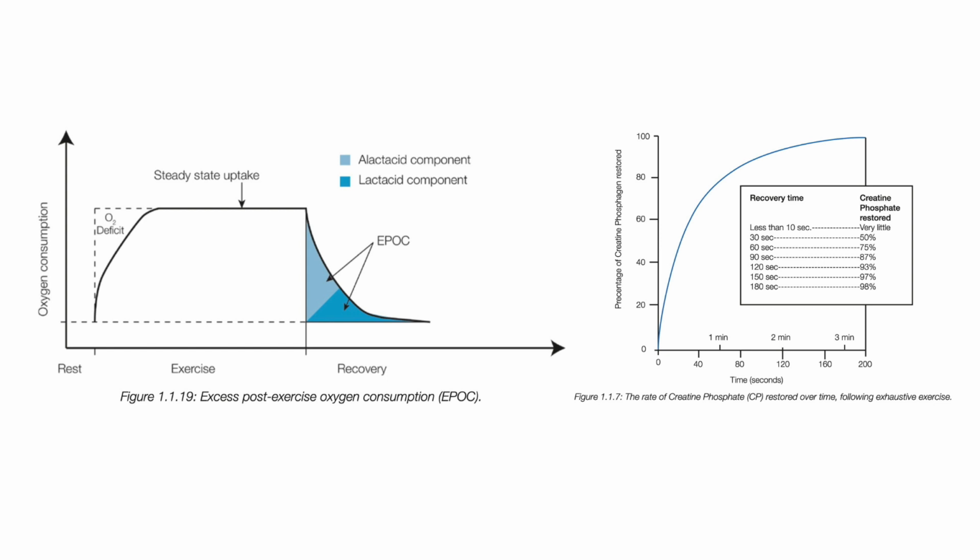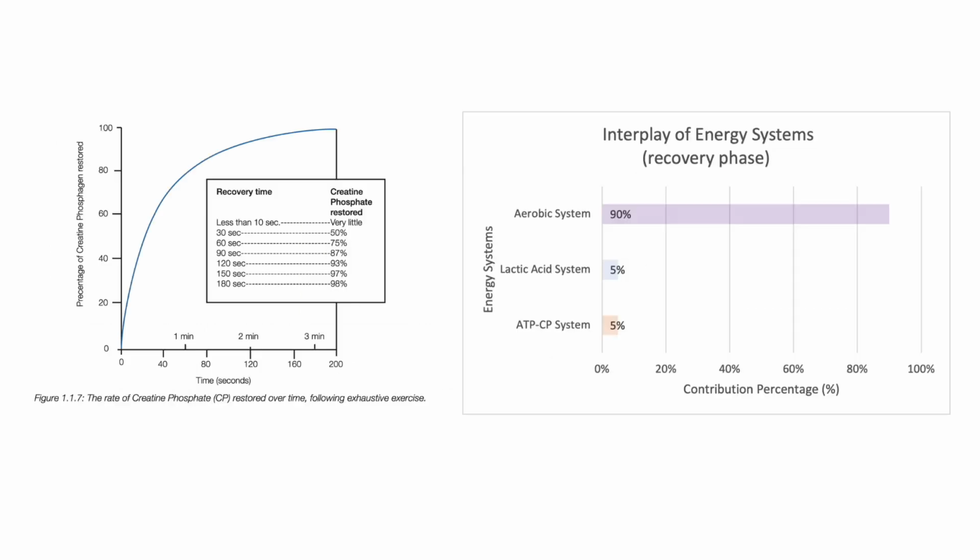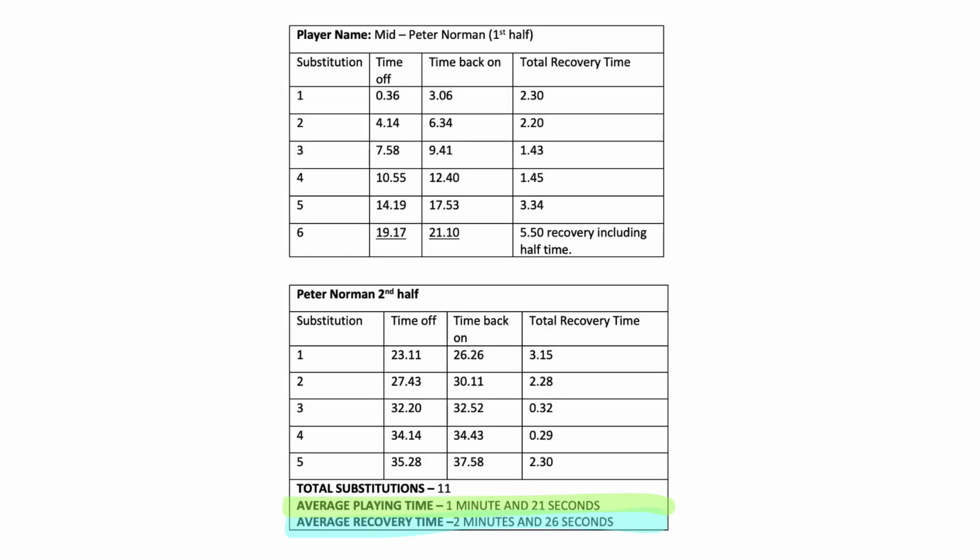This recovery time allows him to perform explosively at high intensities with the usage of the ATP-CP system occurring again. During recovery, the aerobic system performs 90% of the effort with lactic acid and ATP-CP accounting for the remaining 5% each. Norman maintains a 1-to-2 work-rest ratio throughout the game, with an average playing time of 1 minute and 21 seconds and a recovery time of 2 minutes and 26 seconds. This ratio is crucial for Norman's ability to meet quick and strong energy demands throughout his performance as a midfielder.